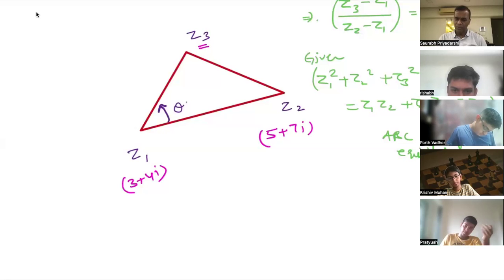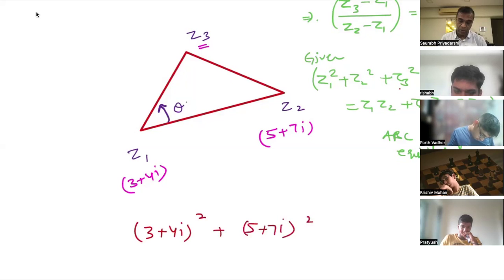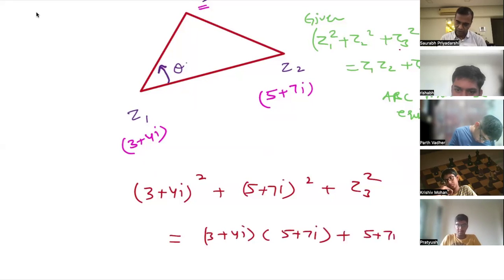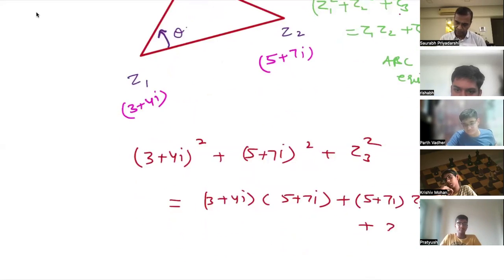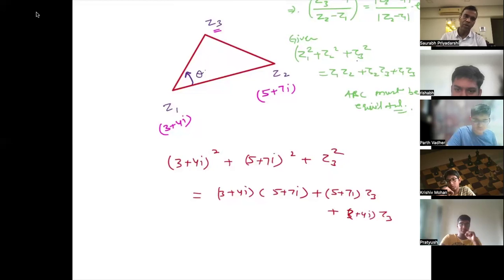Done? You only have to use the formula. I'm not saying you have to use the geometry, right? Only with algebra also, you can find this. Z1 squared plus Z2 squared plus Z3 squared equals Z1 Z2 plus Z2 Z3 plus Z3 Z1, with Z1 as 3 plus 4i and Z2 as 5 plus 7i. That's a quadratic in Z3, and you know how to solve a quadratic. You can find Z3, or by the rotation formula also you can find it.